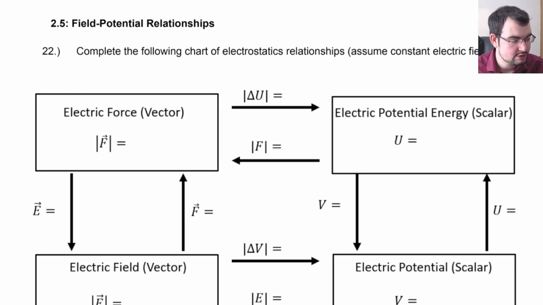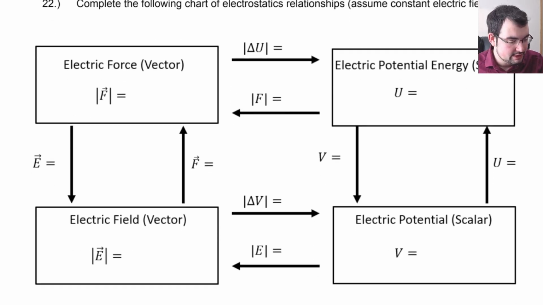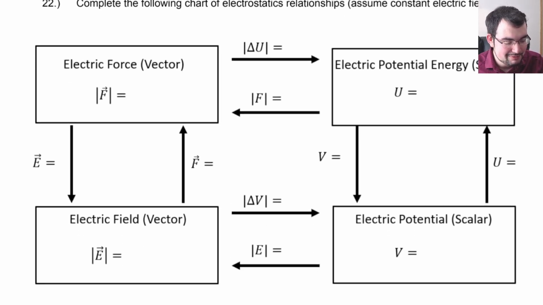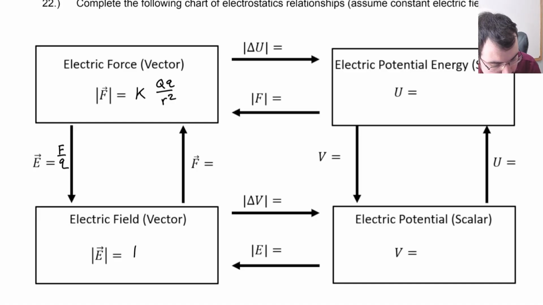All right, field and potential. Complete the giant flowchart assuming a constant field or force. So we can start from definitions. Electric force is just kQq over r squared. Electric field is defined as force per unit charge, so we just take out a charge. That means we can go backwards by putting a charge back into the E field expression.